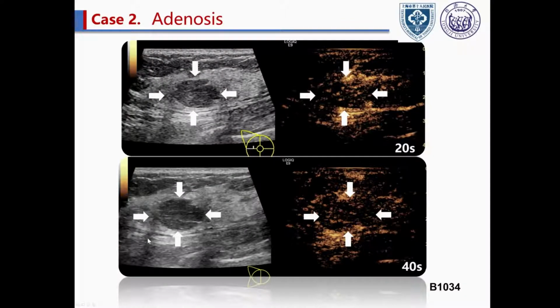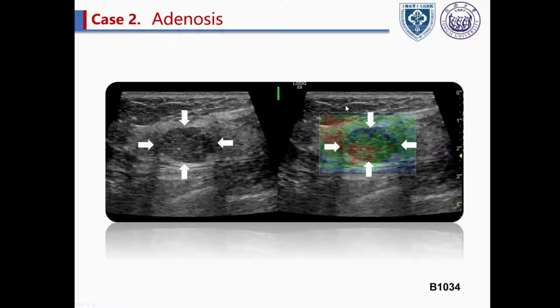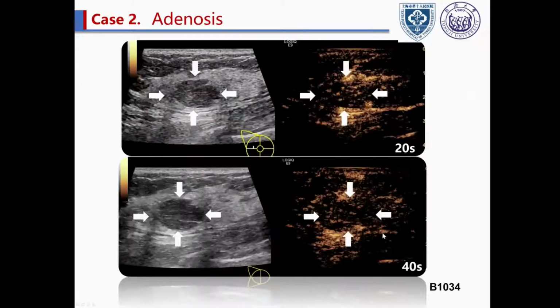Okay, this is another case of adenosis. You can see a lesion here, and it showed a lesion showed more on the ultrasound elastography. On CUS, it showed this is image after 20 seconds after contrast administration, and this is the image 40 seconds after contrast administration.